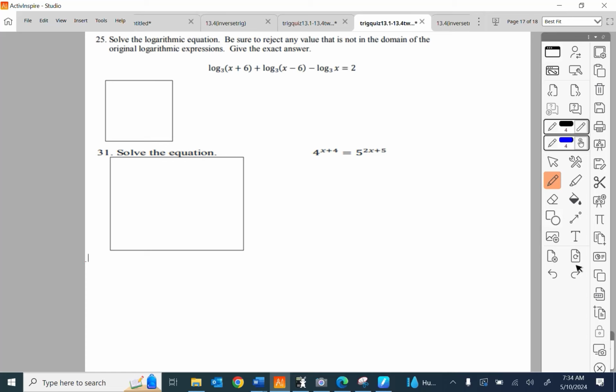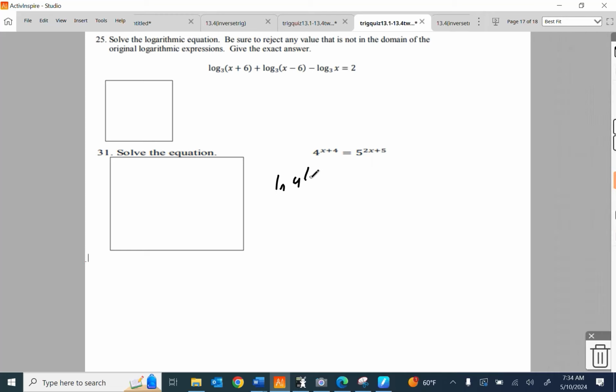4 to the x plus 4 is 5 to the 2x plus 5. What's the best thing to do on this one? The best thing to do on this one by hand, other than y1, y2, which you can do, is probably to ln both sides. Exponents to the front. We'll have an x plus 4 ln of 4 equal to 2x plus 5 ln of 5. Notice it's being wrapped because you have to use the distributive property.